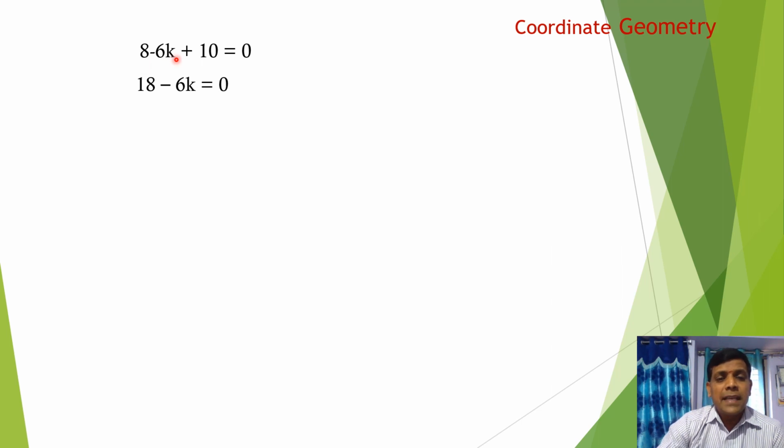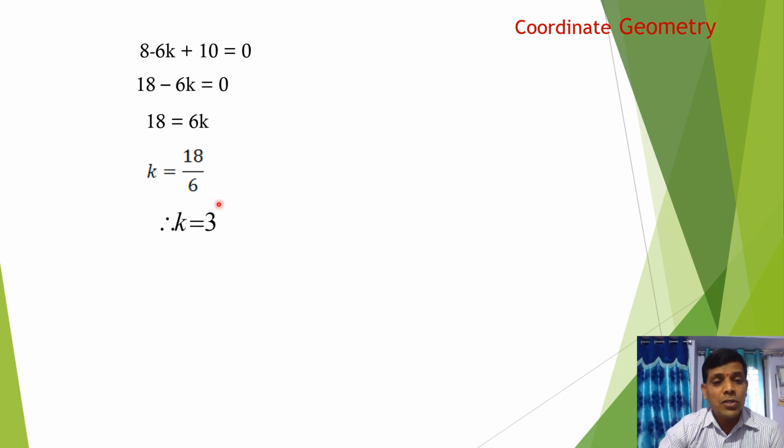So 8 minus 6k plus 10 equals 0. 8 plus 10 is 18, so 18 minus 6k equals 0. 18 equals 6k. Now k is equal to 18 by 6. Six ones are 6, three sixes are 18. What is the value of k? Therefore k equals 3.